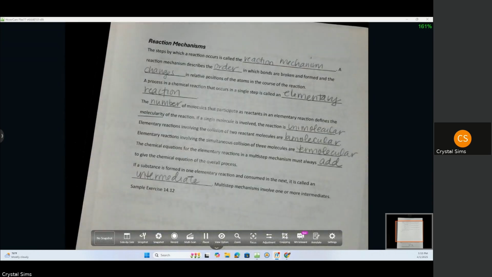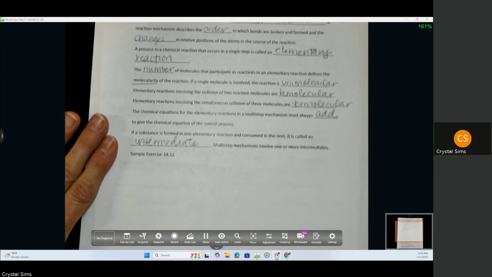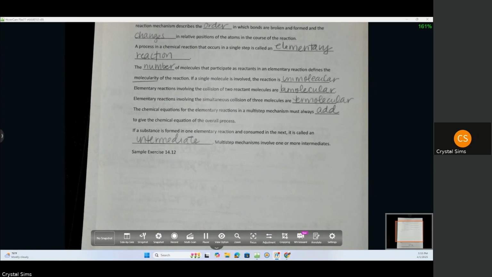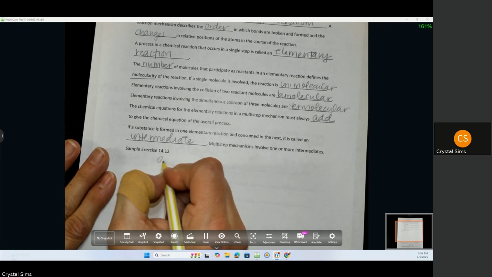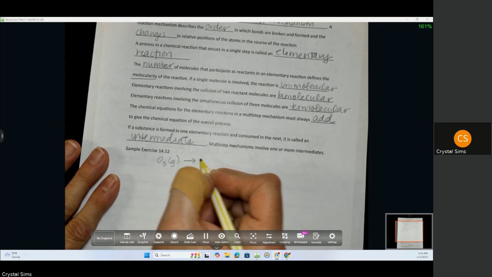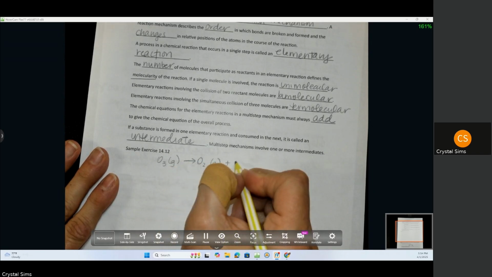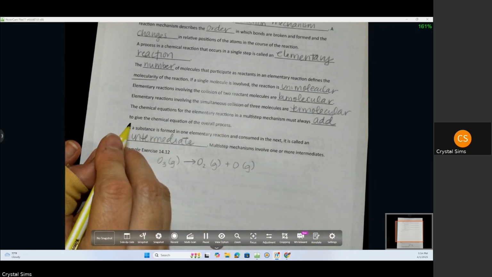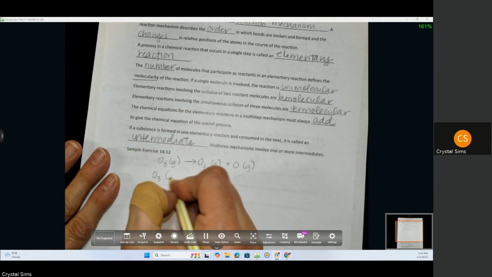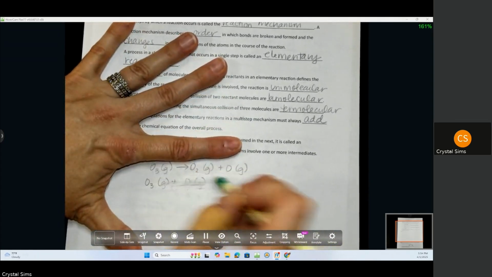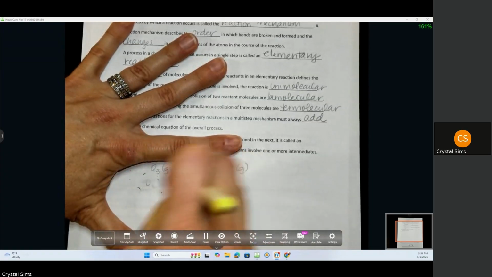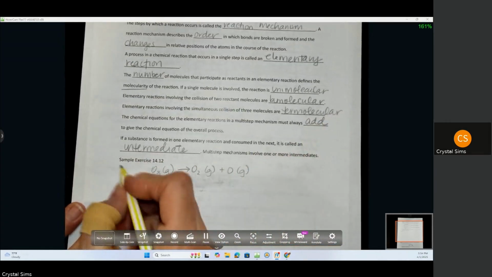So let's look at sample exercise 14.12. It has been proposed that the conversion of ozone into O2 proceeds by a two-step mechanism, and they give us that mechanism. So we've got O3 gas into O2 gas plus O, and then O3 plus O gives us, actually, let me write that where the arrows line up. That sometimes makes it a little bit easier.